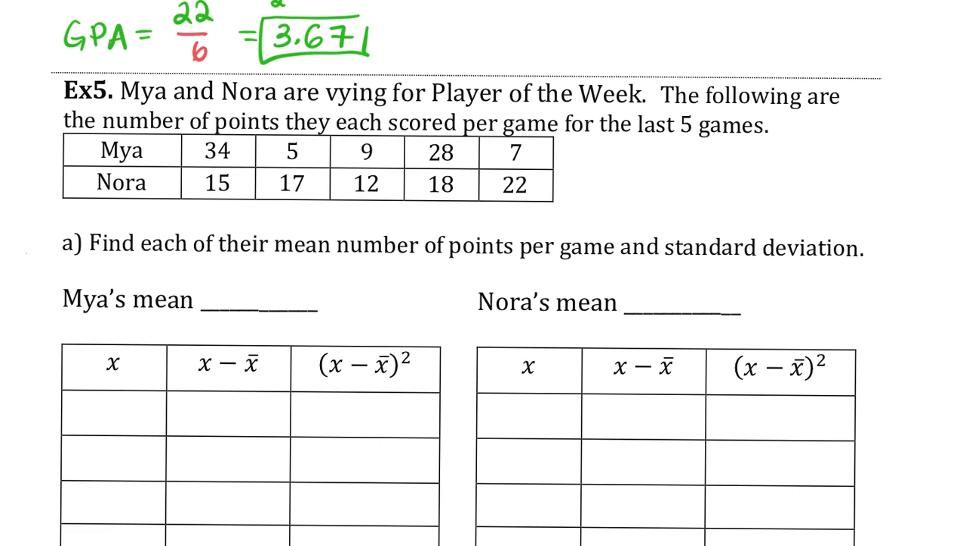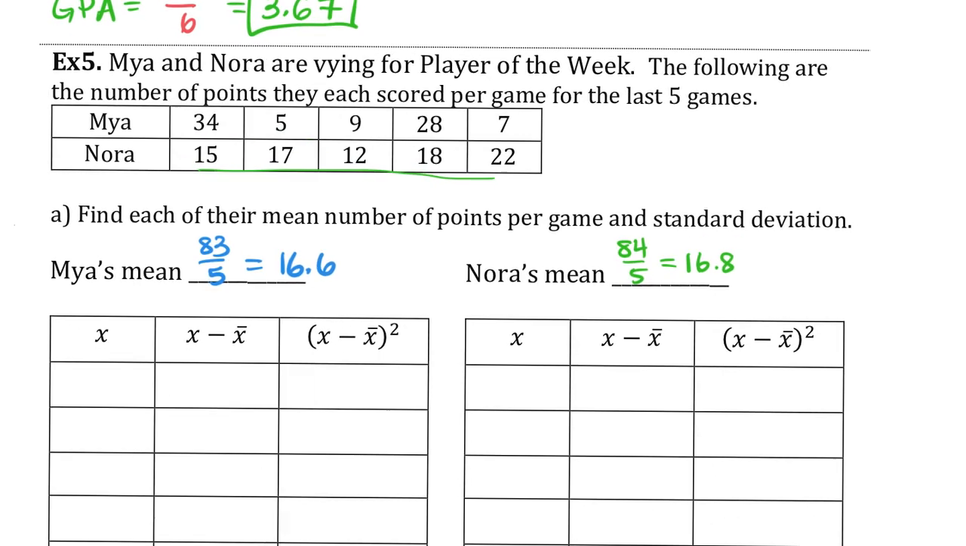Okay, so Maya's mean, let's add up her points, 34 plus 5. Okay, so her total was 83 divided by 5 games. So she's averaging 16.6 points per game. Okay, let's look at Nora's mean. So let's add up hers. 15 plus. Okay, so she had 84 divided by 5. 16.8 points per game. Very close, actually.